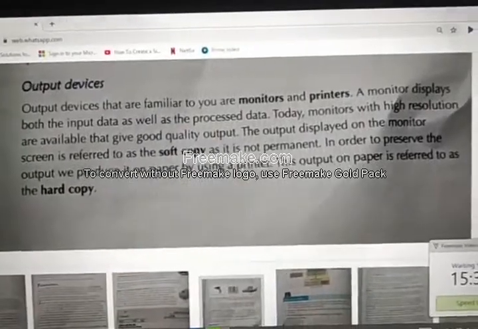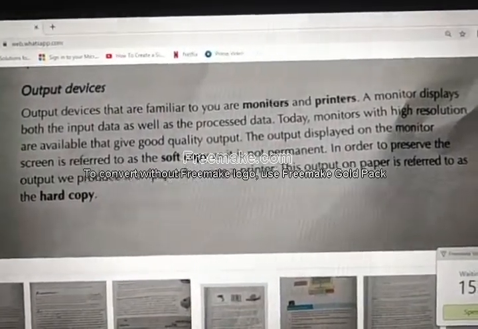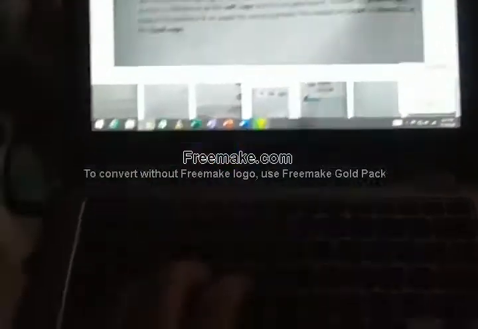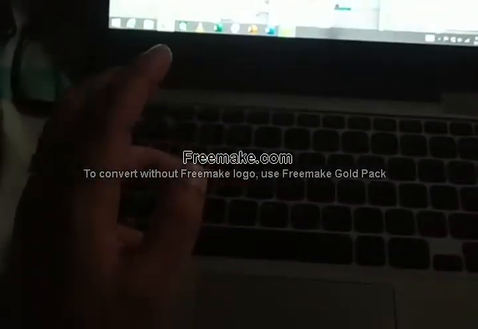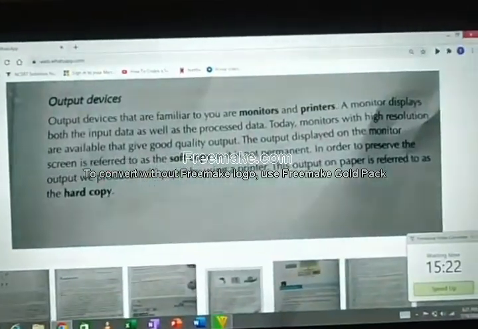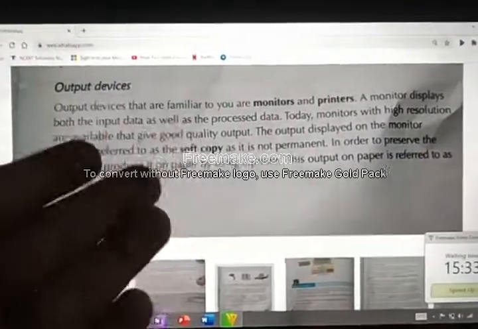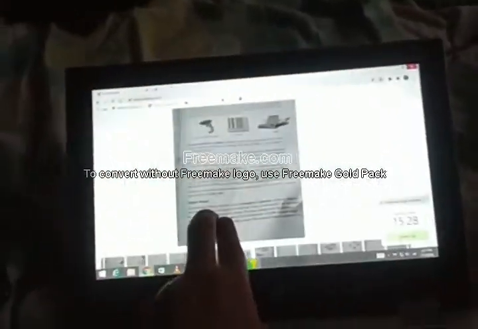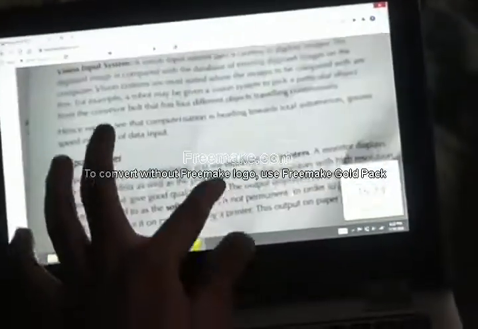A monitor displays both the input data as well as processed data. What does the monitor display? Input data. If I give an input, it will show there. After giving the input, it will show the result. That is processed data. It will display both input data and processed data. See, this picture is also processed data only. I have fed it into the computer, it shows this data, so it is processed data.